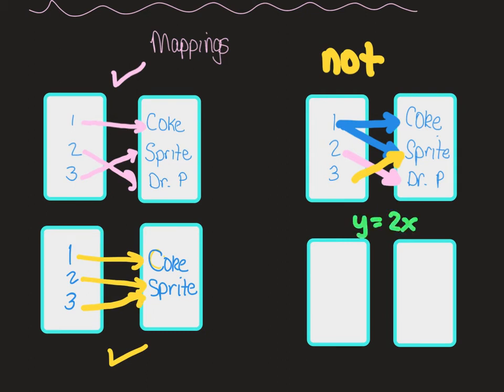In math, you'll have an equation like y equals 2x. So when x is 1, y is going to be 2. If x were 5, then y would be 2 times 5. If x were 8, y would be 2 times 8. 1 gives us an answer of 2. 5 gives us an answer of 10, and 8 gives us an answer of 16. It's a function.